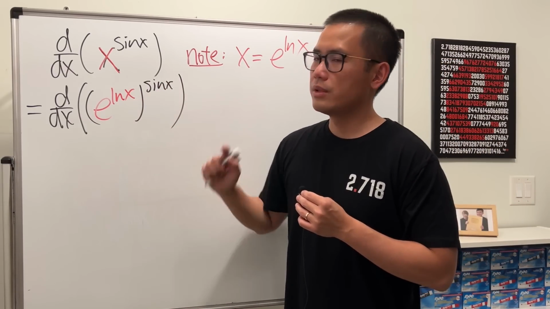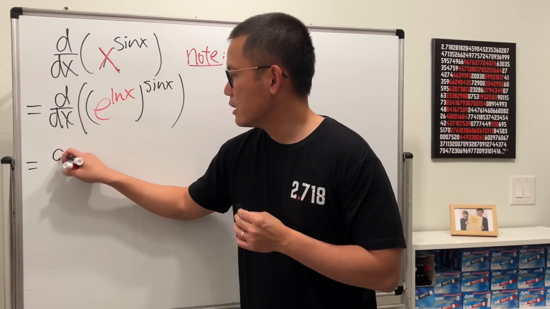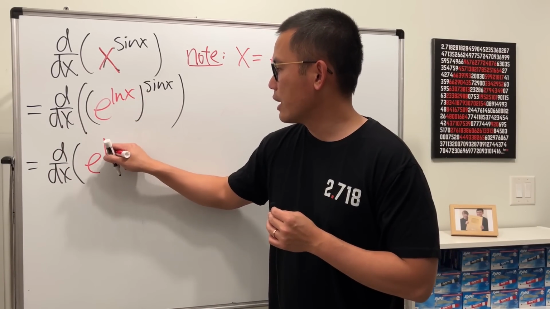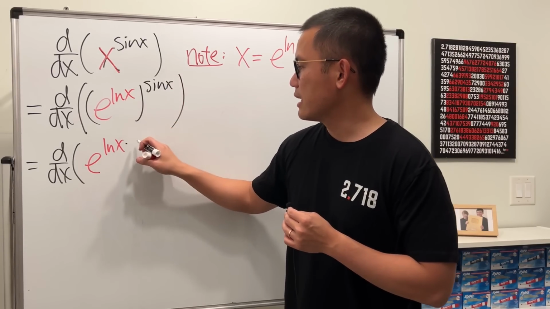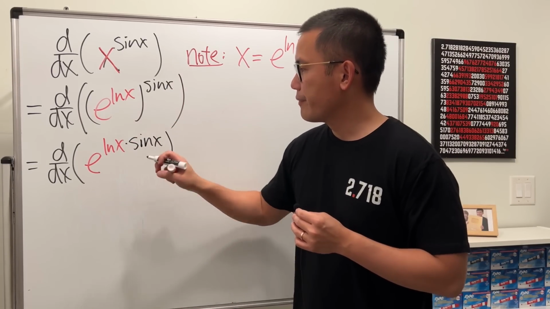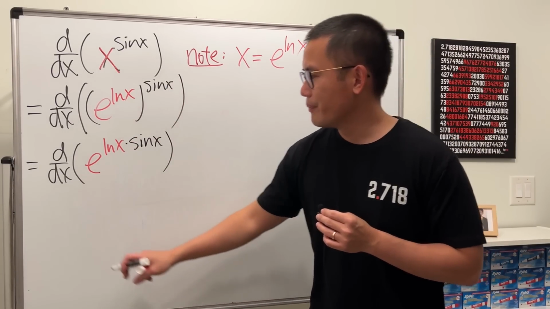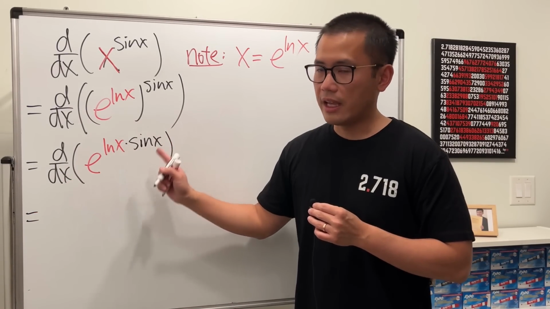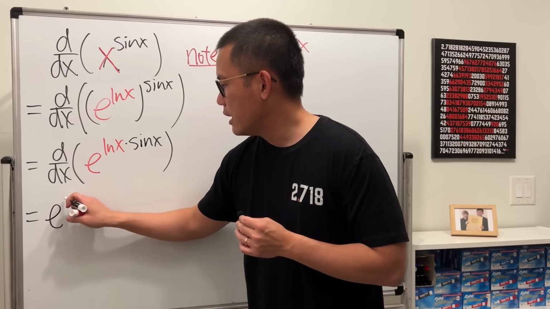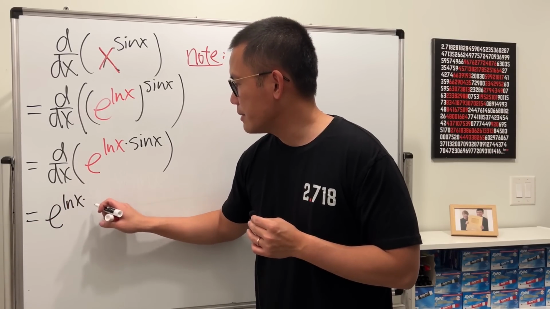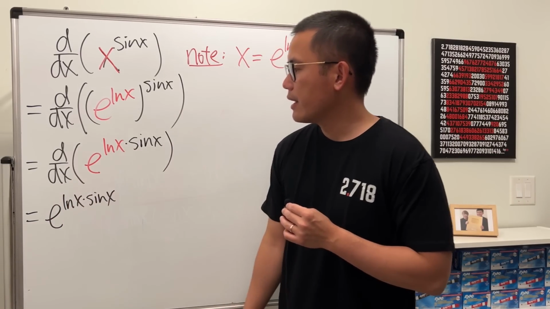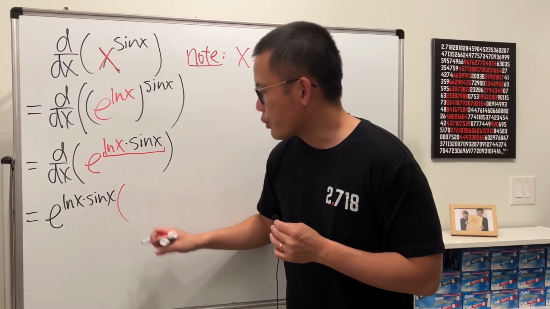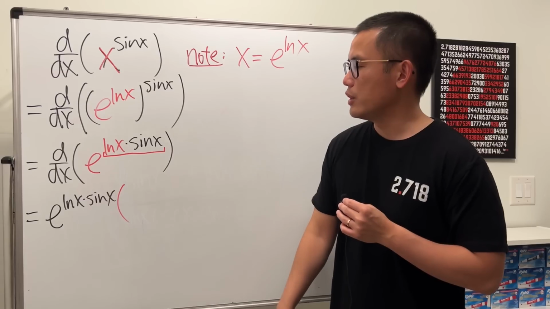We can multiply these two exponents. So this is to take the derivative of e to the ln x times sine x. Now we can get to work. Firstly, when we differentiate e to the something, this right here stays. I will just keep it as how it is: e to the ln x times sine x. And then we will have to do the chain rule. So I'll open the parentheses for the result of this differentiation.